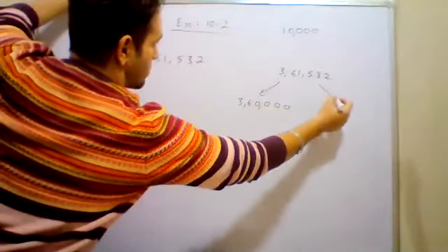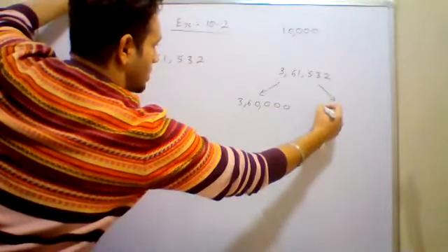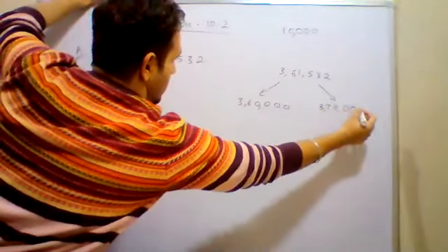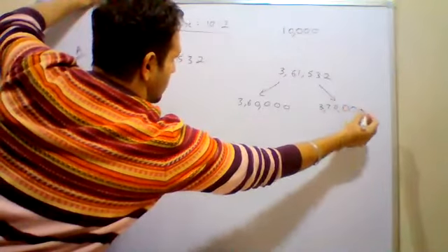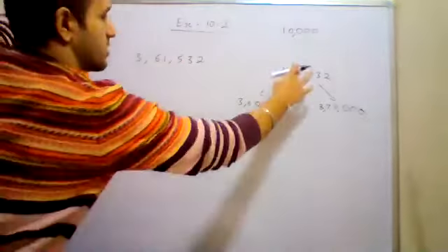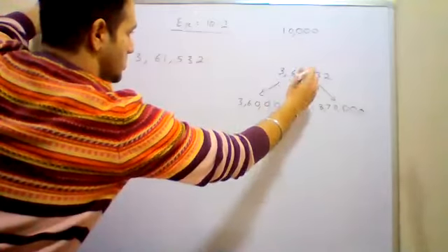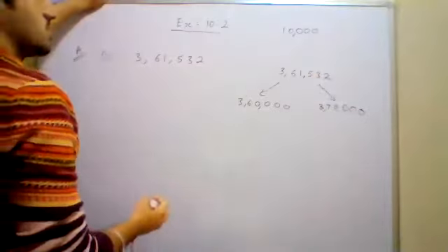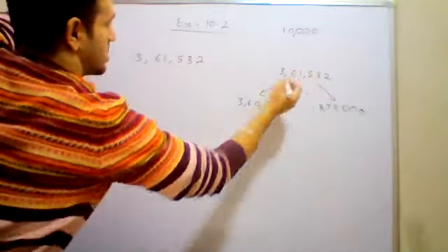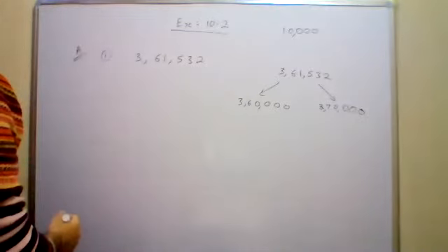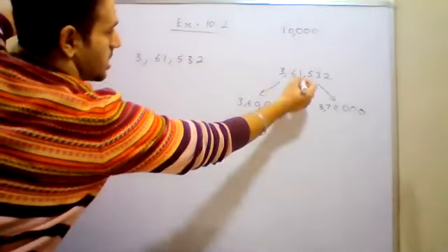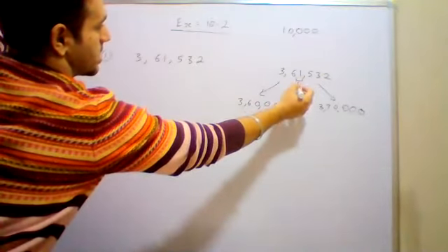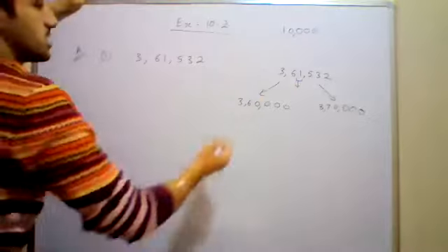We have to select any one of the correct answers. Or it could be 3,70,000. Out of these two, one is correct, one is wrong. So how will you find out which one is correct? You will see the digit which is at the thousands place. What is the digit at the thousands place here? The digit at the thousands place is 1. You have to look at this digit. So this digit is 1.